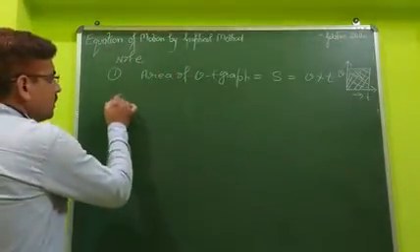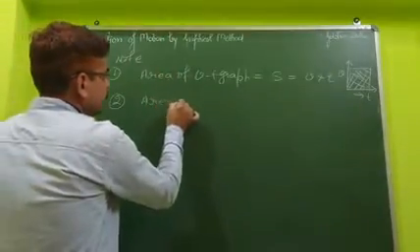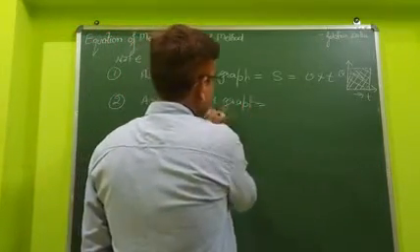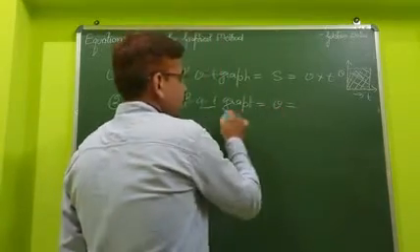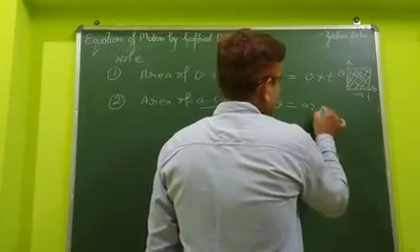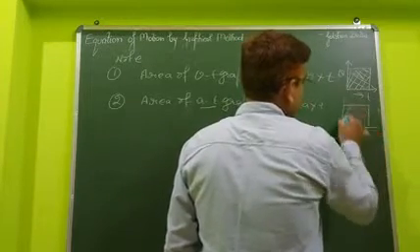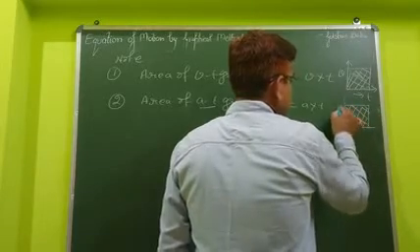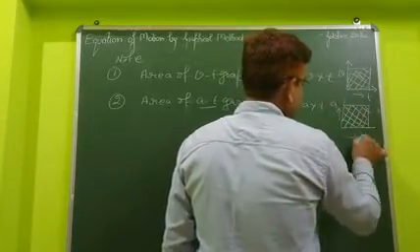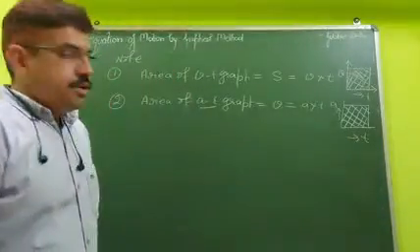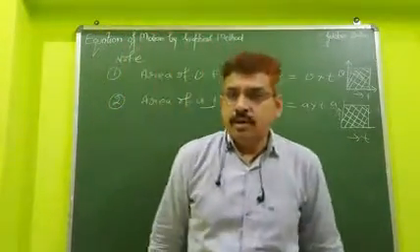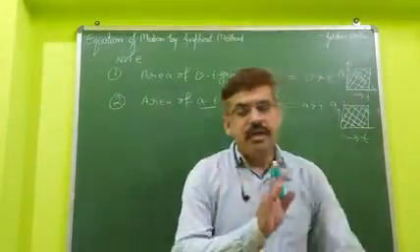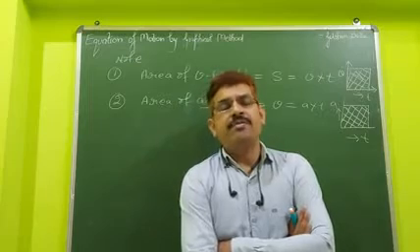Second, area of AT graph is equal to, since AT is there, that is equal to V. So V is equal to A into T. Simple, again we have to take the area. This is the particular area we are discussing. Along this section we are taking A, and along this section we are taking T. So this is the formula for area of AT graph and VT graph.